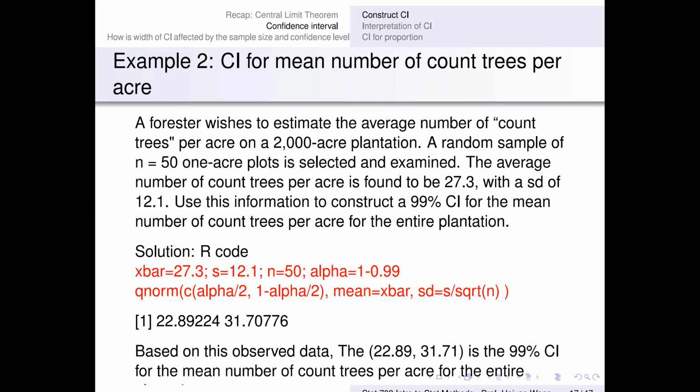So based on this observed data, we would say that 22.89 and 31.71 is the 99% confidence interval for the mean number of count trees per acre. So that's the confidence interval computation.